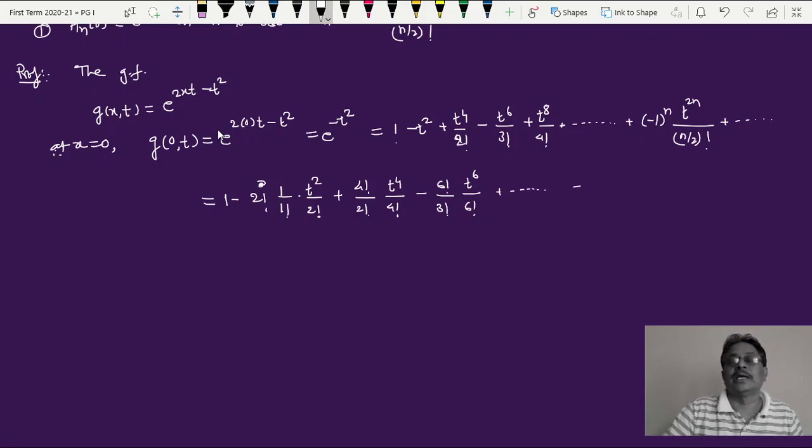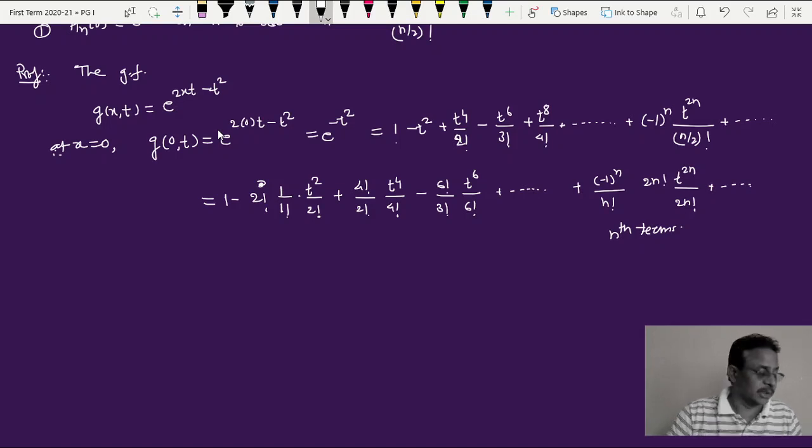For the next terms I can write this as minus 1 raised to n upon n factorial, then 2n factorial. Like 4 factorial has come, 6 factorial has come. This is n factorial and this is 2n factorial, multiplied by t raised to twice n upon 2n factorial to cancel this. So this is the nth term. Try to understand how we write the nth term using this.